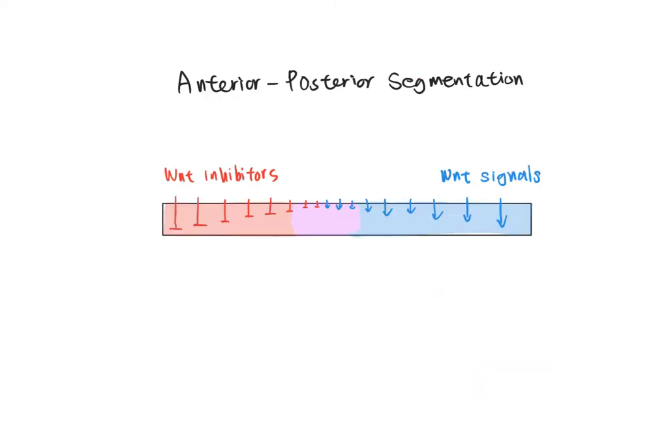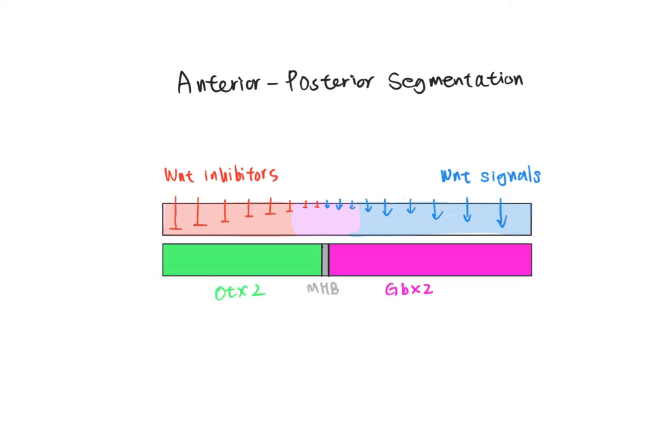Before we delve into the details of the signaling occurring exactly at the midbrain-hindbrain boundary, let's briefly go over how anterior-posterior regions are segmented in early development. Evidence suggests that Wnt inhibition and Wnt signaling set up the early anterior-posterior axis by activating two signaling molecules called OTX2 and GBX2. It is the boundary between these two signals that will ultimately give rise to the MHB.